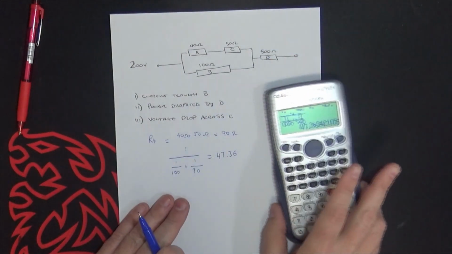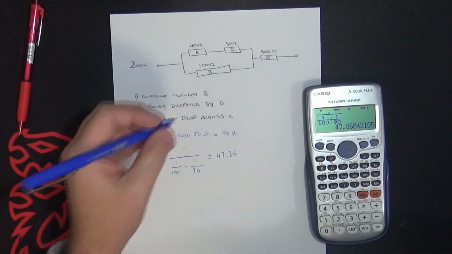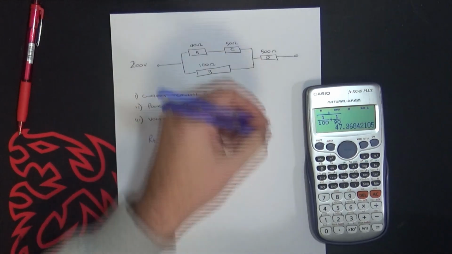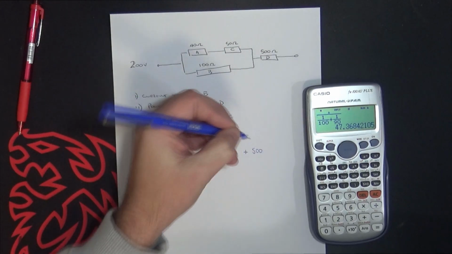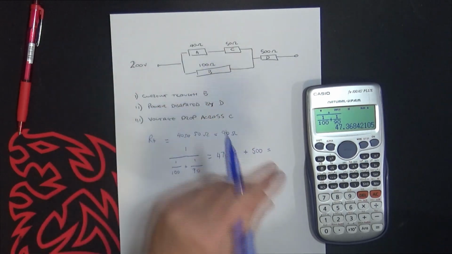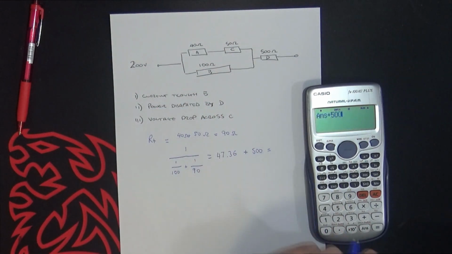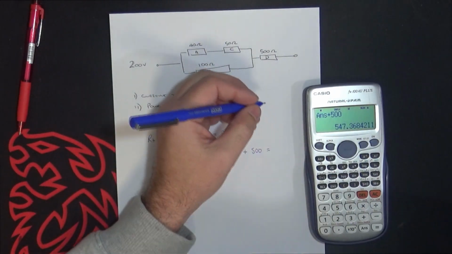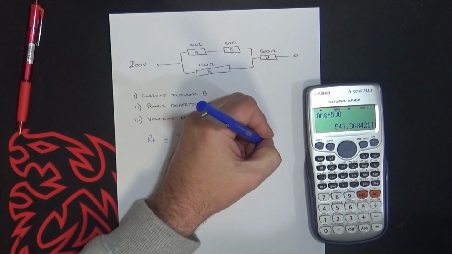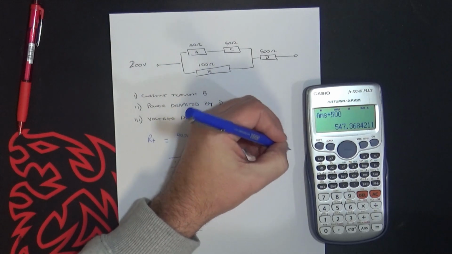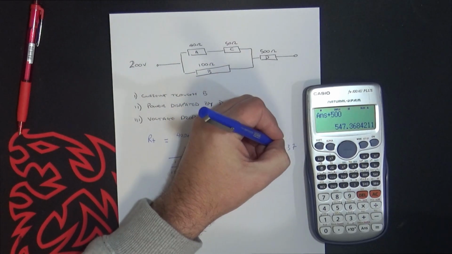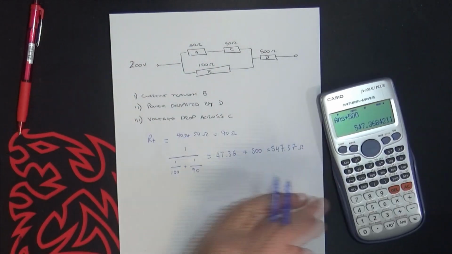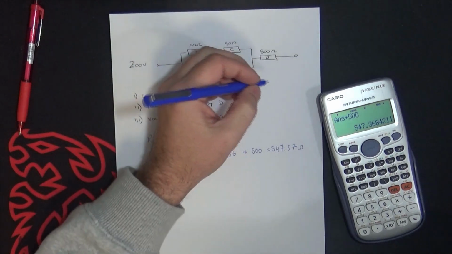Now resistance in series just sums. So I can take my 47 and I can plus my 500, and that's going to equal 547.37 ohms. So that's my resistance total.